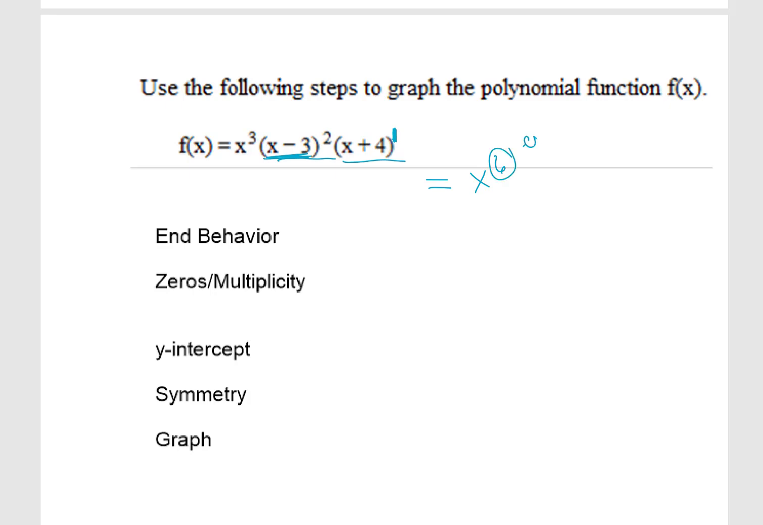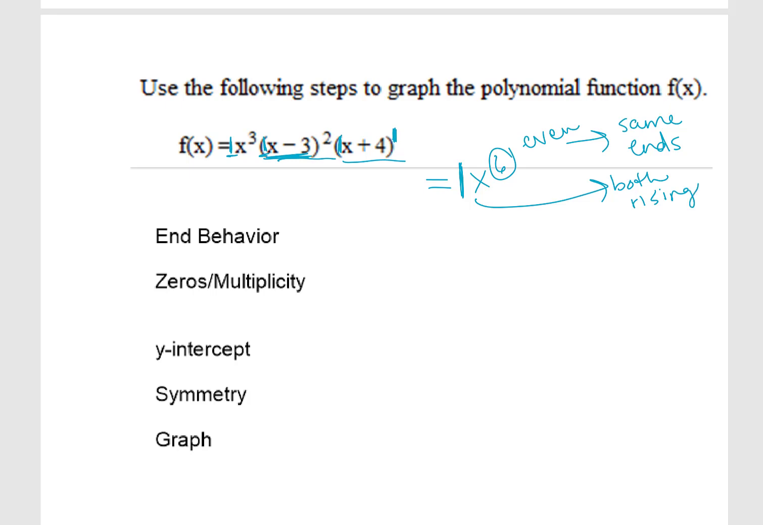That is an even number. So that means that I'm going to have the same ends. Both my ends will be doing the same thing. And then the coefficient on there would be a 1, right? Because there's nothing in front of these x's. That's just a 1. So what I mean is nothing besides a 1. And so that would give me a positive 1x raised to the 6th power. That would be my leading coefficient. And because it's a positive 1, it means that they're both rising.